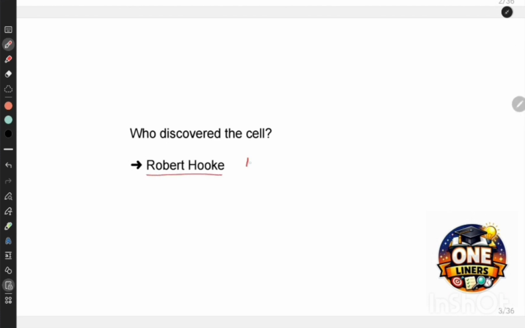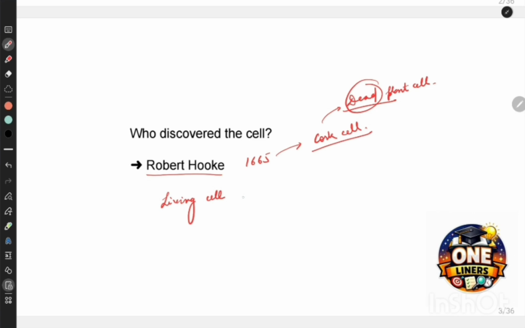So Robert Hooke in 1665 discovered cell from cork cell. Okay, it is a dead plant cell. So actually Robert Hooke discovered dead plant cell. Okay, and living cell was discovered by Anton von Leeuwenhoek. Is it clear?